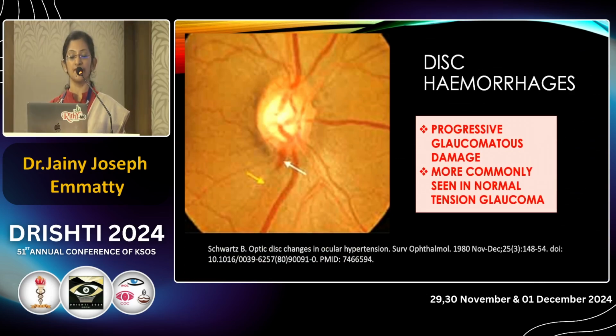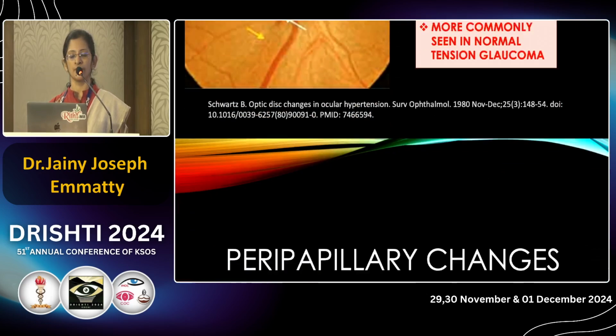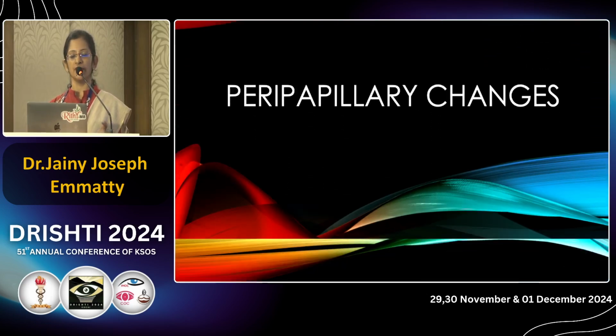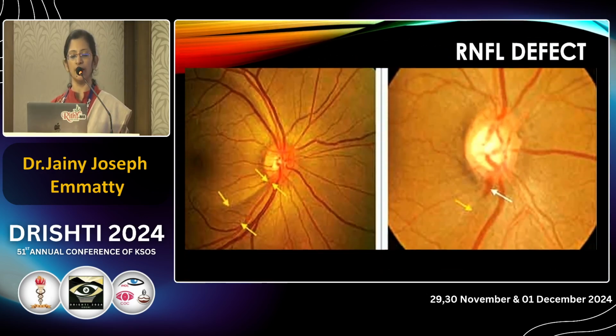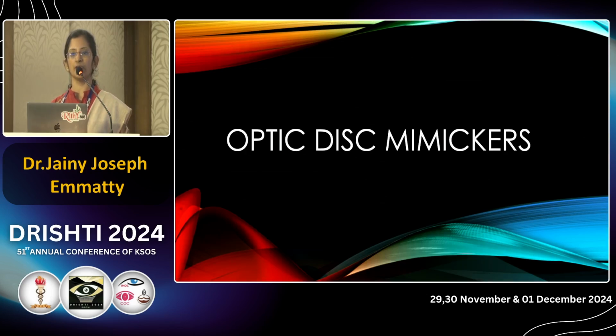Then the presence of disc hemorrhage is usually suggestive of progression of glaucoma and is more commonly associated with normal tension glaucoma. And the peripapillary changes, the beta zone atrophy, are more suggestive of progression of glaucoma, and the typical RNFL defects occur in the superior and the inferior area of the disc, which are more seen in a red-free setting. So these are the routine typical changes of glaucoma.